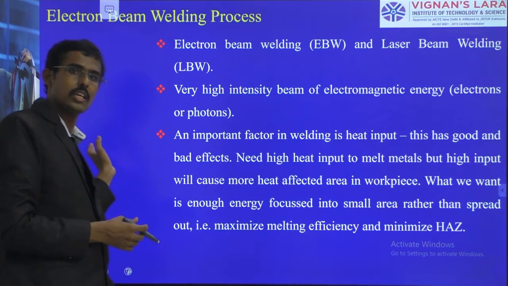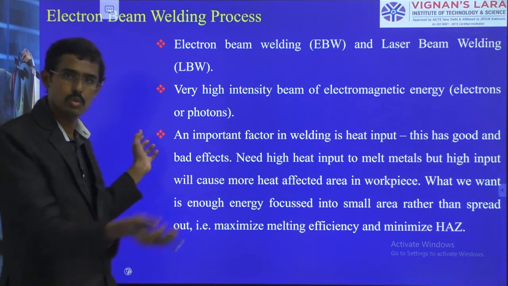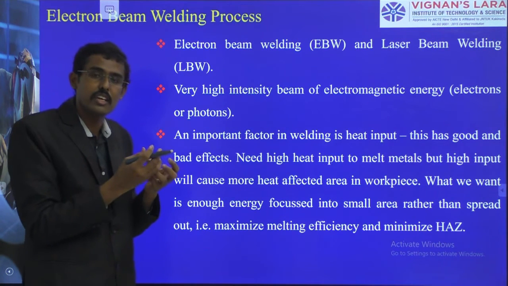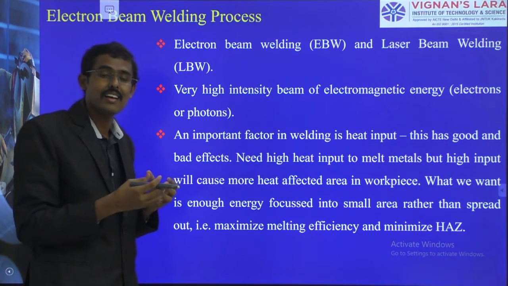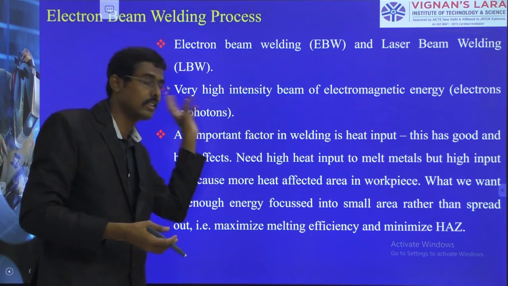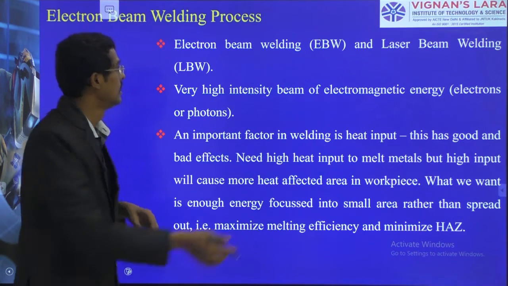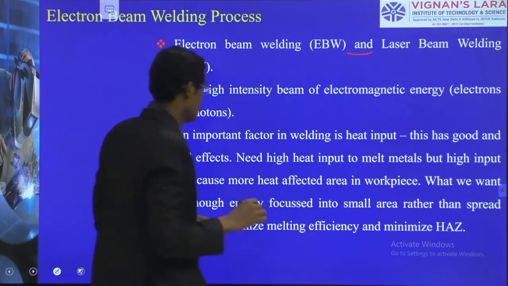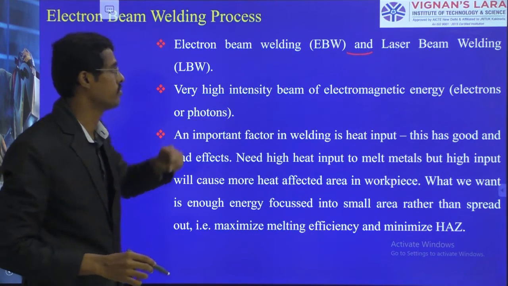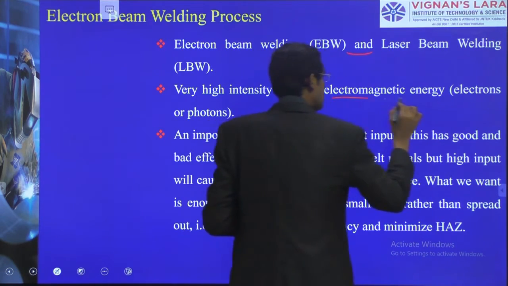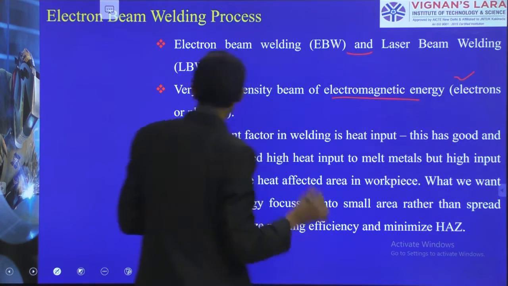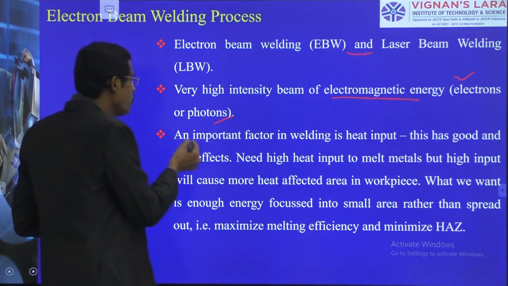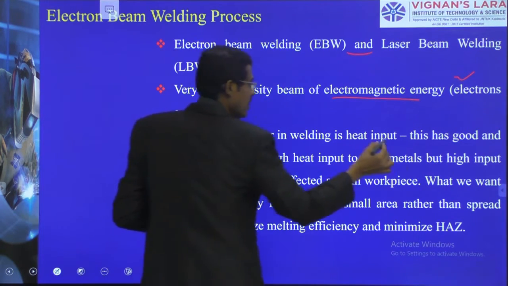Why not those heat sources of gases? Why not those electric arc? Why not those resistance heating? Because the intensity of heat, or the developed heat input, is higher than in those various processes. In electron beam welding and laser beam welding, a very high intensity beam of electromagnetic energy of electrons and photons is generated.